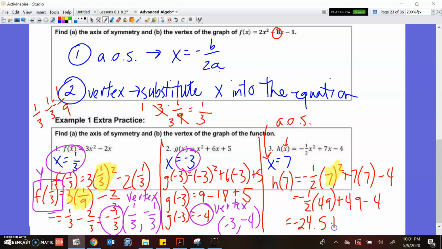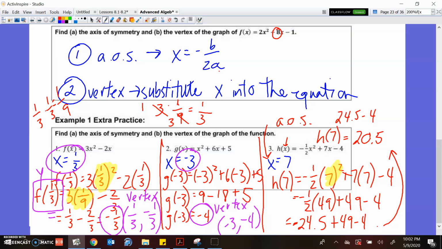And I'm going to add to that 49. And I'm going to subtract 4. And I think I'm at the bottom of the screen. That's what I was looking at. All right, so let's just carry it up here. Negative 24.5 plus 49. If you work that out, however you'd like to, you're going to get positive 24.5. I'm going to subtract 4, and I get an answer of 20.5. So that's going to be my y value, or h of 7.